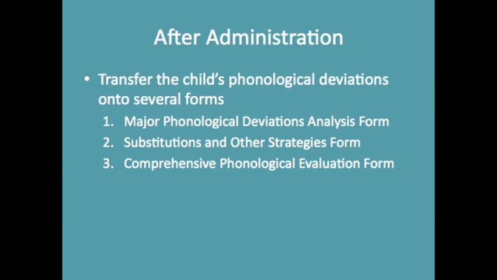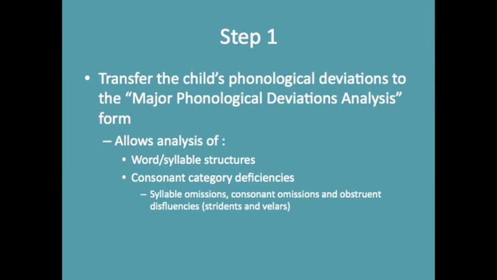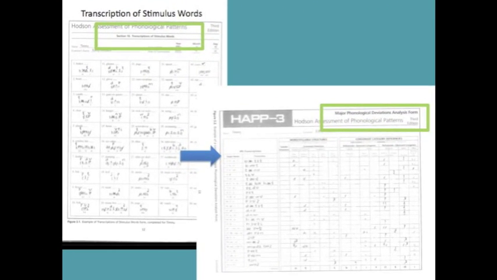Once you finish administering the entire test, you will need to transfer the child's phonological deviations onto several forms. First, transfer the phonological deviations onto the Major Phonological Deviations Analysis form. This form allows analysis of word and syllable structures and consonant category deficiencies. This includes syllable omissions, consonant omissions, consonant category deficiencies, and obstruent disfluencies such as stridents and velars.